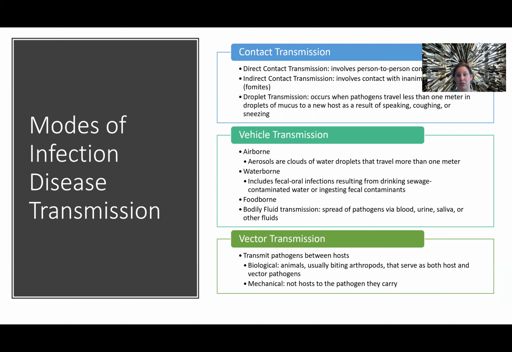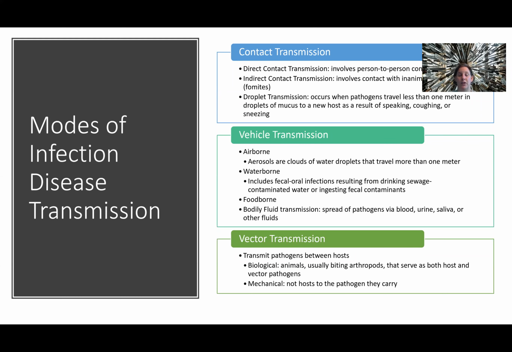We can have contact transmission. So you might have direct or indirect contact. I think those are pretty self-explanatory. But we can also have droplet transmission. So pathogens may travel up to 1 meter maybe in a droplet of mucus when someone is coughing or sneezing. And this is why masks are being mentioned for COVID-19, to minimize droplet transmission, because droplet transmission has been expected, and has been shown in the data so far, to be one of the more common ways that COVID-19 is being transmitted from person to person.